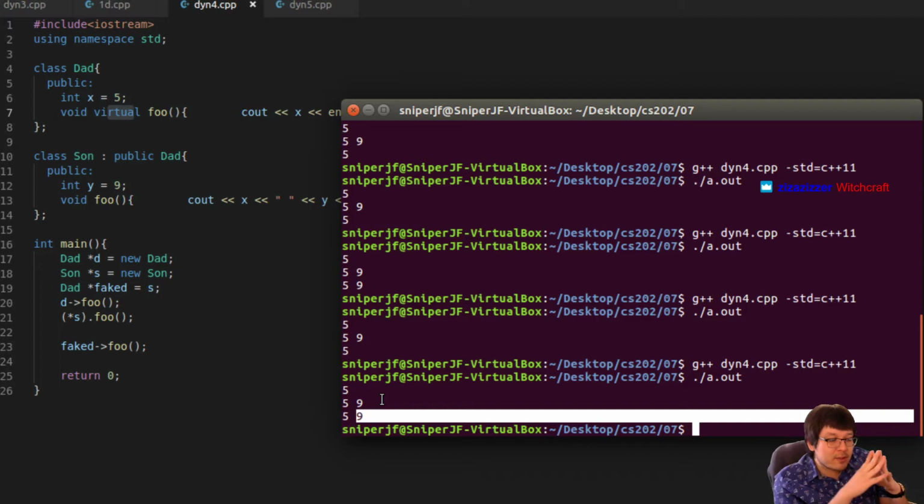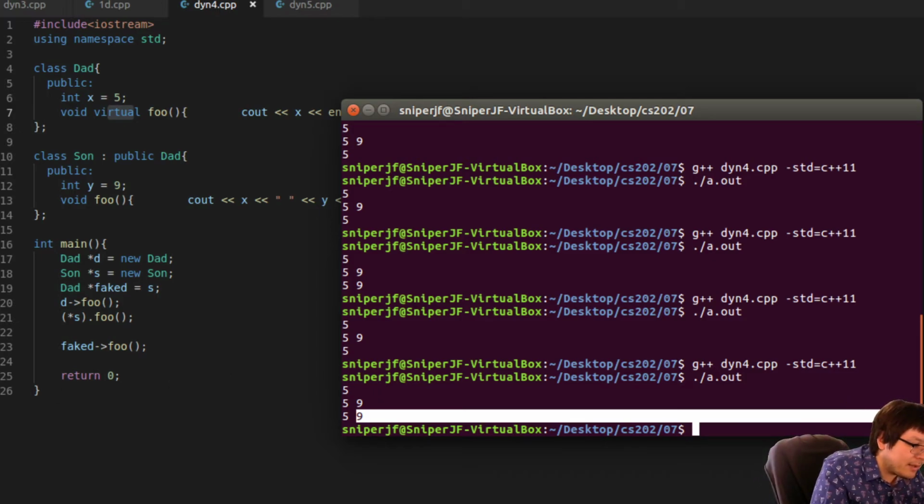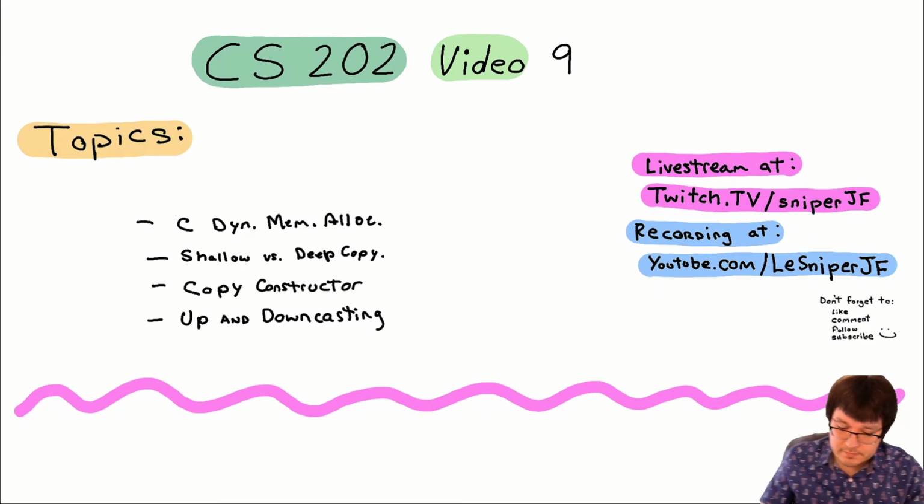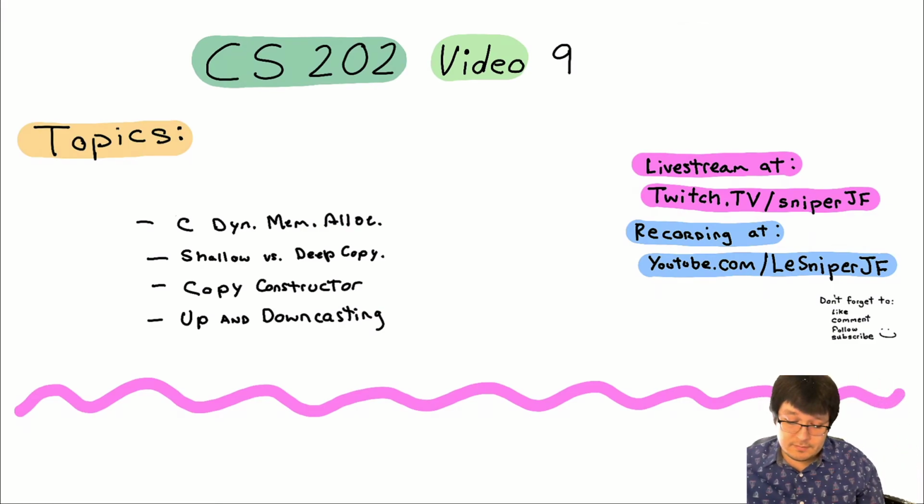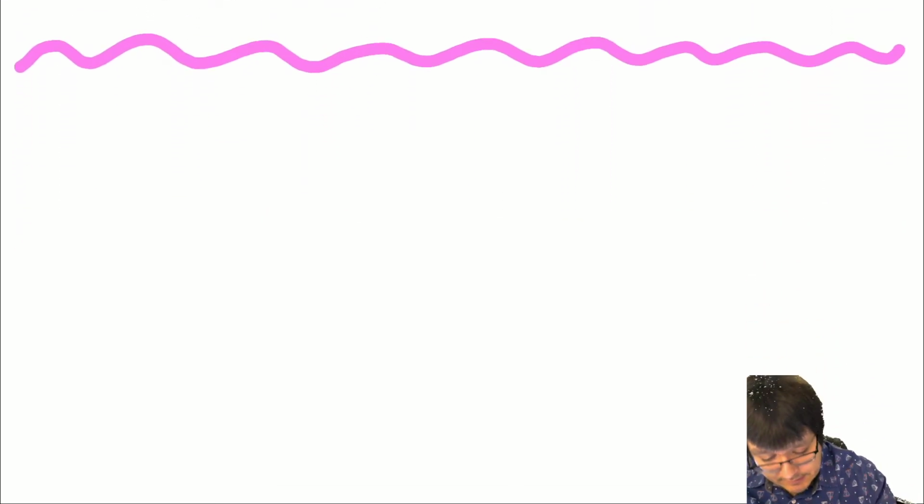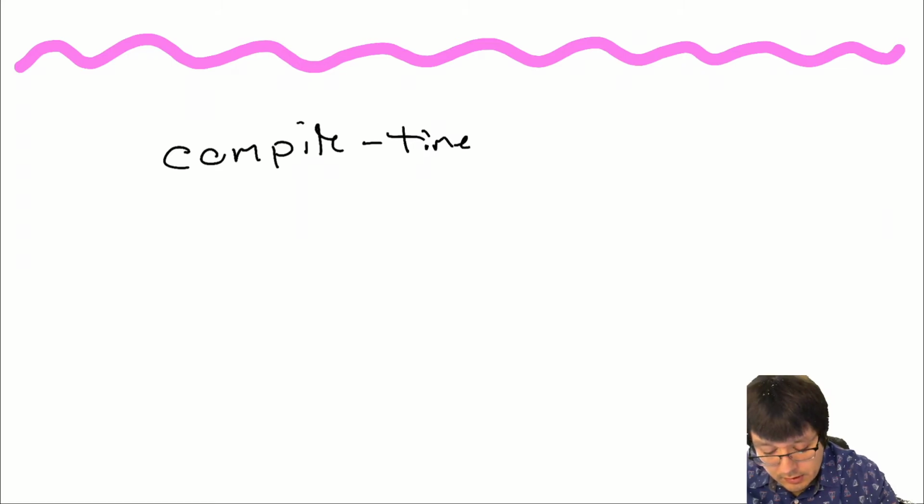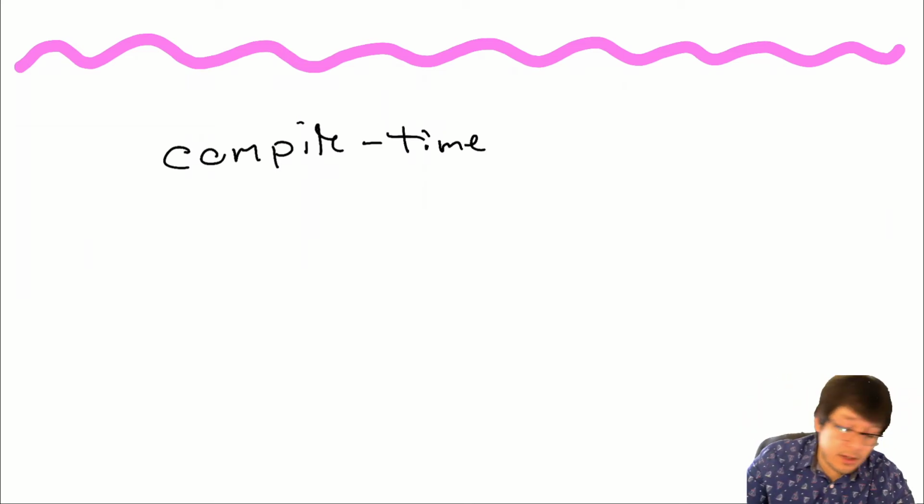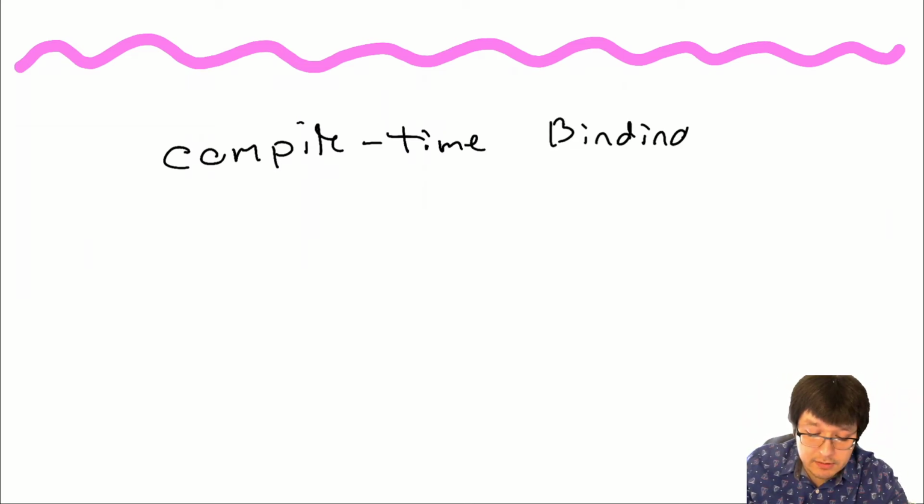And this witchcraft is brought to you by the magic of compile time binding and runtime binding. So let me go ahead and write those terms on the iPad because they're kind of important. So normally in C++, when you've been coding until now, before your usage of the keyword virtual, whenever you're coding, you've done what is known as compile time binding.